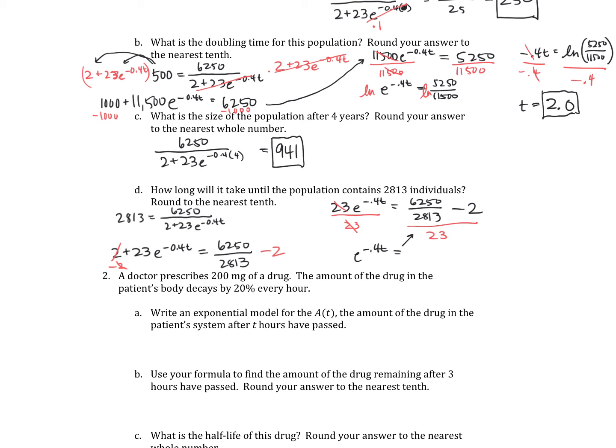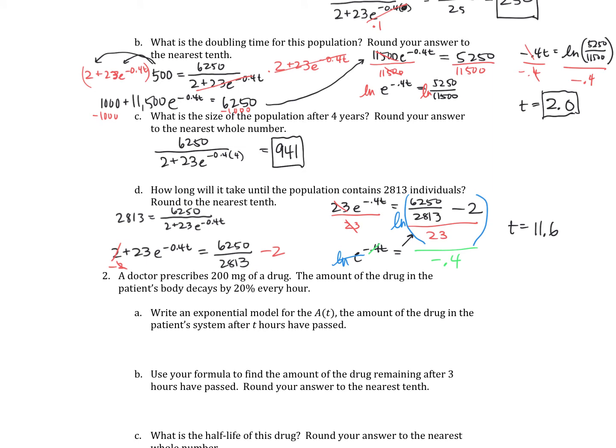Then we have to take the natural log. Okay, and then we have to divide by negative 0.4. And that gets us the t by itself. So this is quite a bit of information here. So you're going to do 6250 divided by 2813. Subtract 2, divide by 23, take the natural log, and then divide by negative 0.4. And if you're rounding to the nearest tenth, you will get t is equal to 11.6.